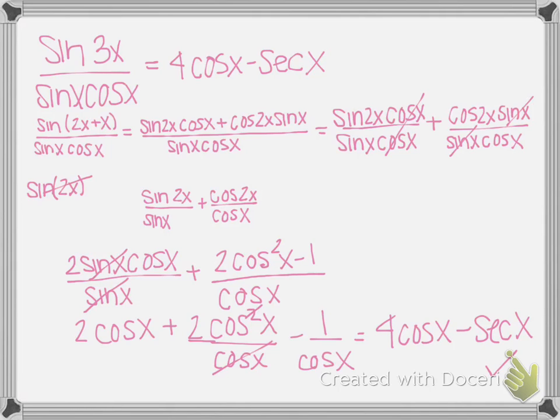Yes. One right above, so 2 sine x for 4 x. How did you get from there to this? We just learned double angles. So this is the double angle for sine 2x. And then the cosine 2x.